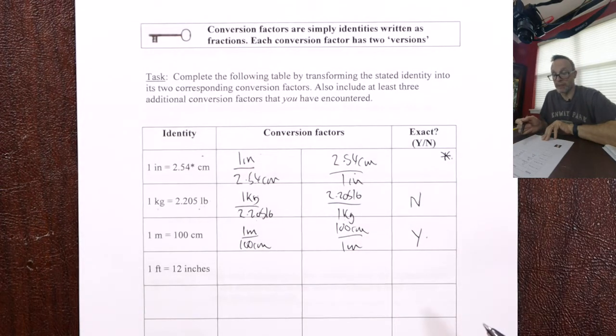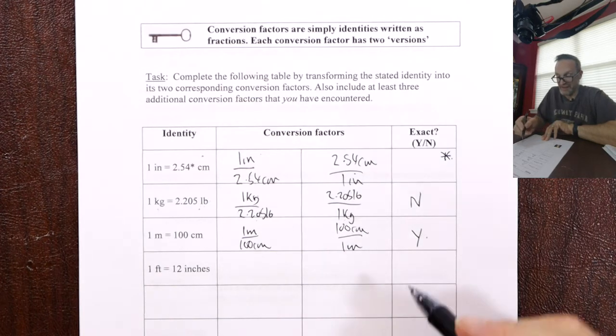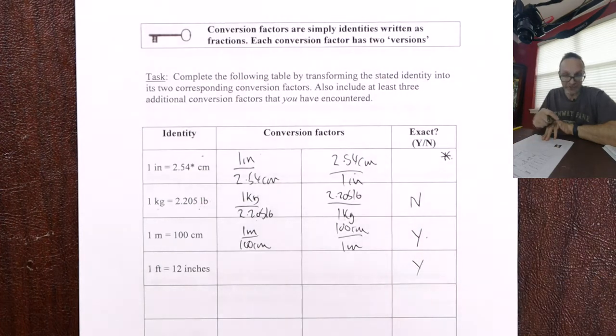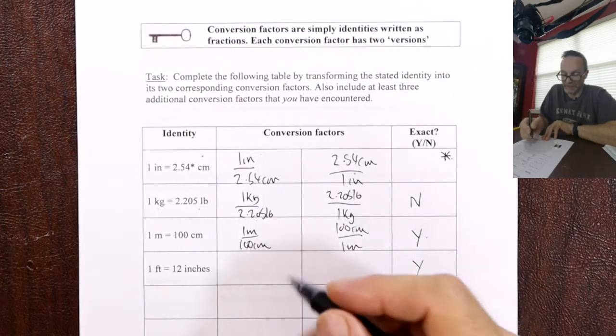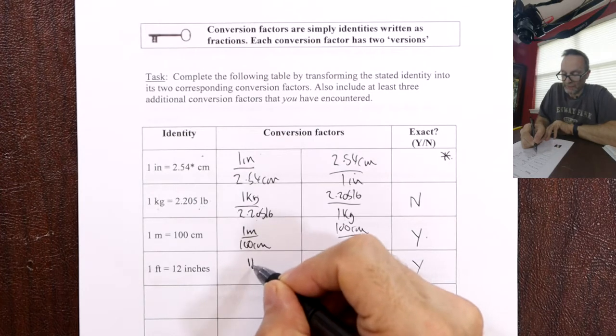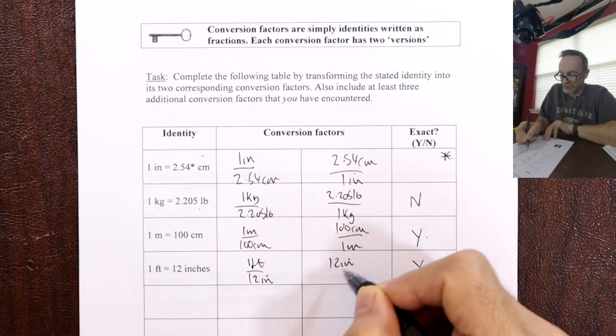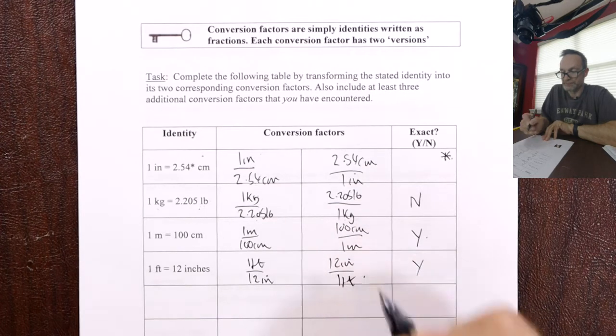All right. If it's making sense, try the next one. Feet and inches. Do you get it? Is it exact? Yes, because they're the same family. It's exactly 12 inches in a foot by definition. So 1 foot is 12 inches. 12 inches is 1 foot.